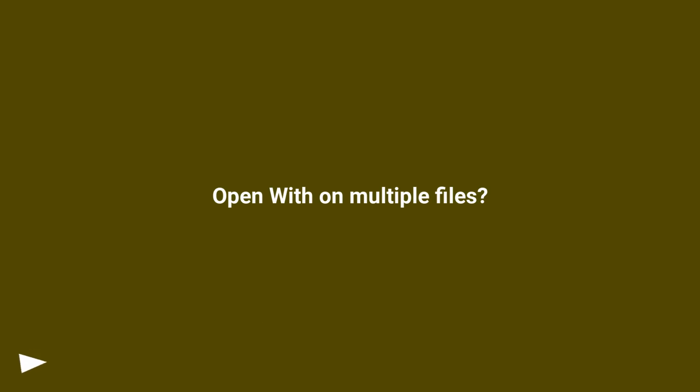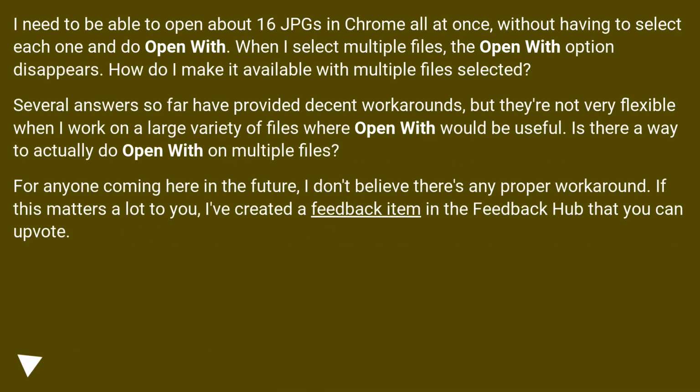Open with on multiple files? I need to be able to open about 16 JPGs in Chrome all at once, without having to select each one and do Open With. When I select multiple files, the Open With option disappears. How do I make it available with multiple files selected?